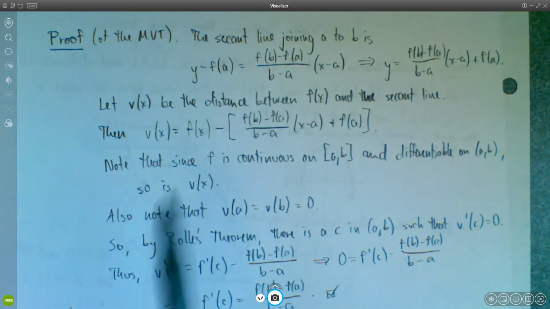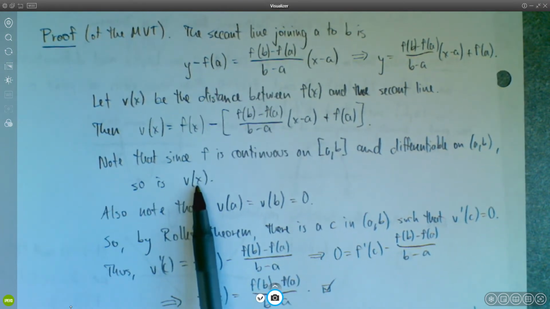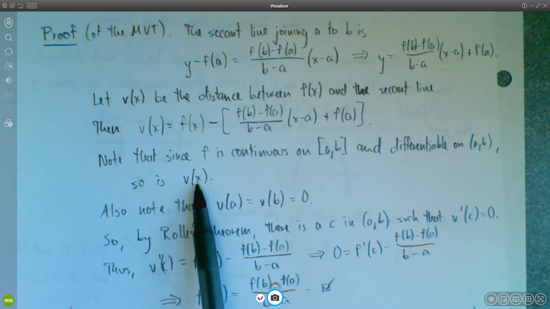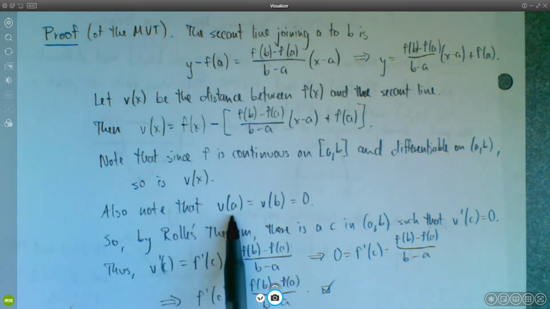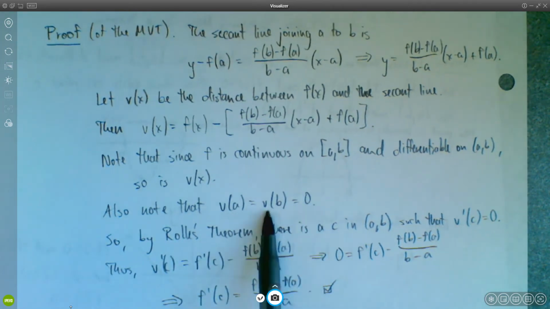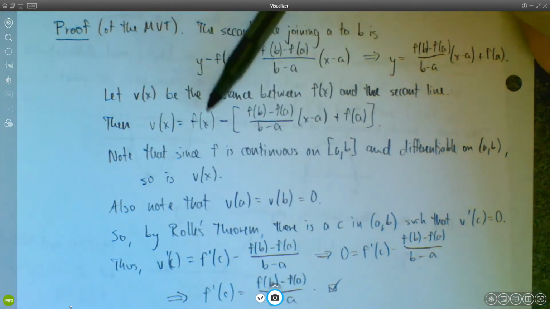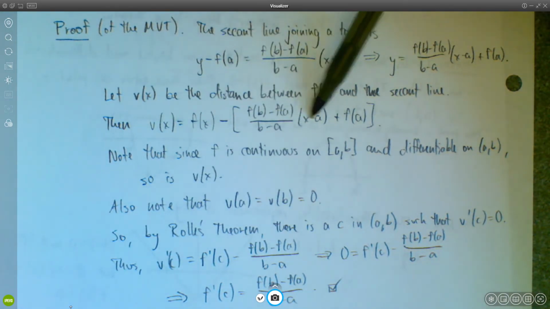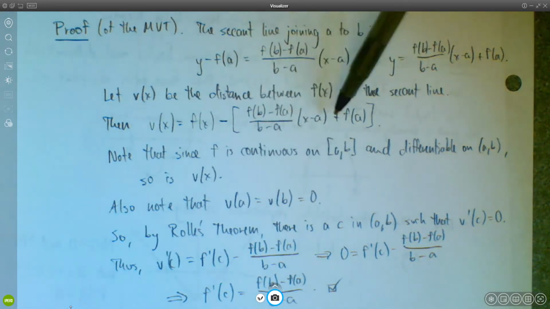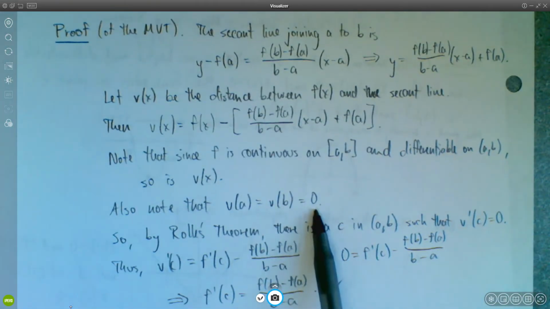Alright, so that's interesting, right? Because that means that v of x satisfies the first two conditions of Rolle's theorem, right? That it has to be continuous on the closed interval and differentiable on the open interval. It also satisfies the next condition of Rolle's theorem, right? Because v of a equals 0 and v of b also equals 0. Now you can verify that. If you plug in a, v of a would be f of a minus all this stuff times a minus a, so that's all just going to be 0, plus f of a. So it's just going to be f of a minus f of a. Well, that's 0, right? So v of a is 0.